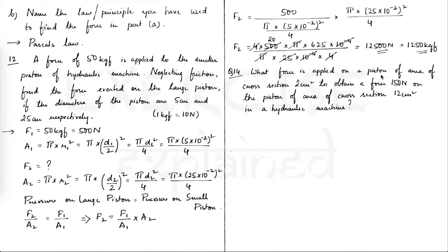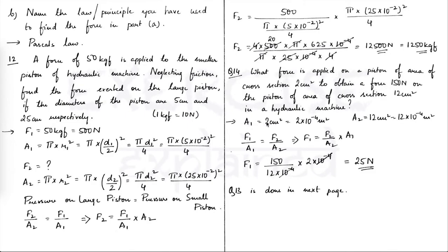what force is applied on a piston of area of cross section 2 centimeter square? Now area of cross section is given as 2 centimeter square. This is the smaller piston probably, to obtain a force of 150 Newton on a piston of area of cross section 12 centimeter square. Yeah, so this is the larger piston, area of cross section 12 centimeter square. Smaller piston, area of cross section 2 centimeter square. Force on the larger piston 150 newtons. Force on the smaller piston we need to find out.